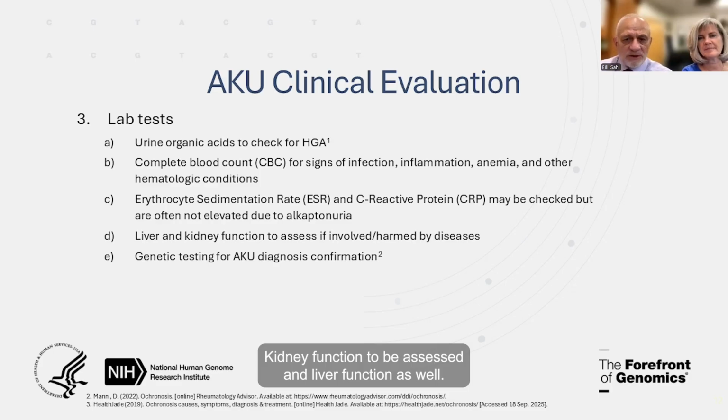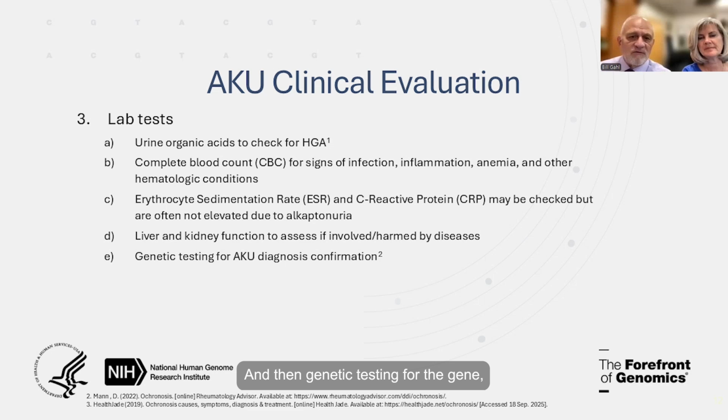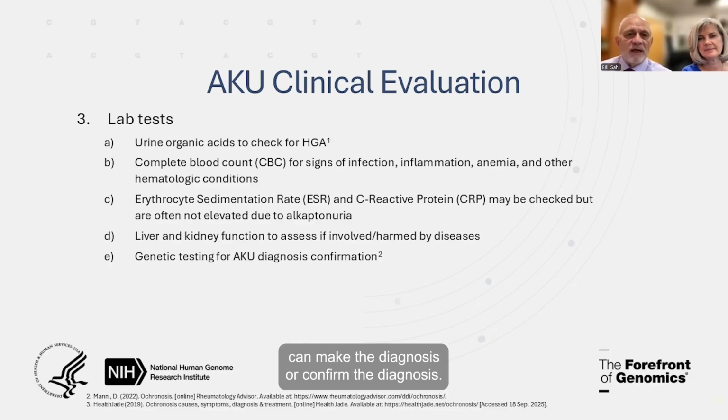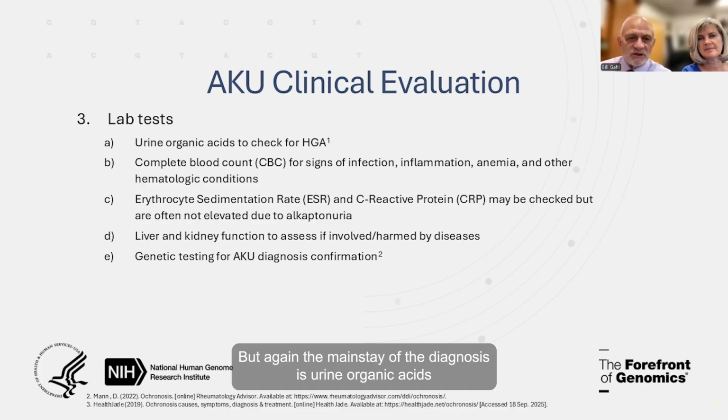Kidney function to be assessed, and liver function as well. And then genetic testing for the gene, the homogentisate dioxygenase gene, can make the diagnosis or confirm the diagnosis. But again, the mainstay of the diagnosis is urine organic acids showing this vast elevation in homogentisic acid.